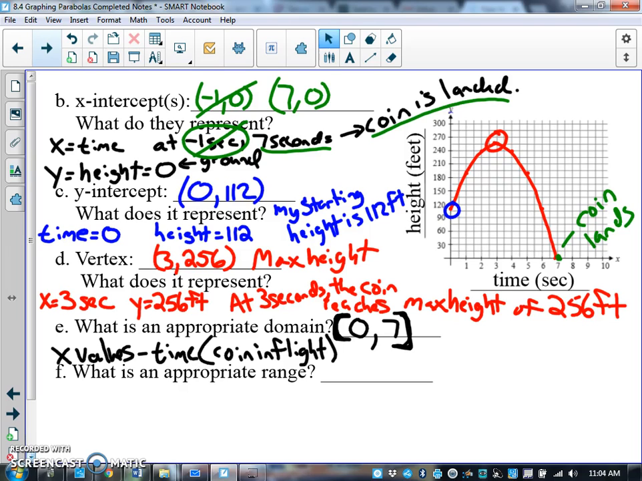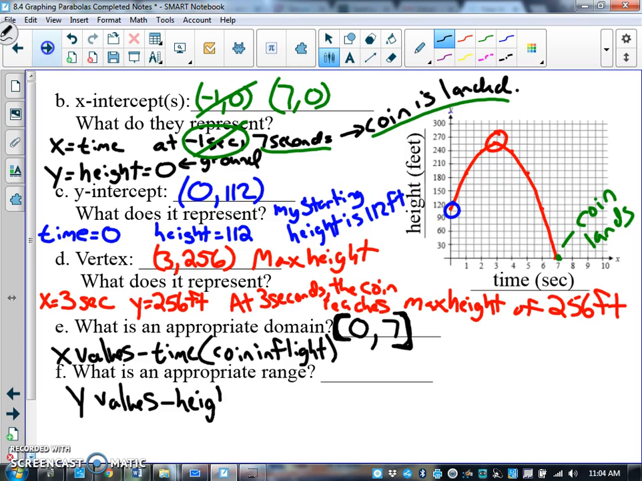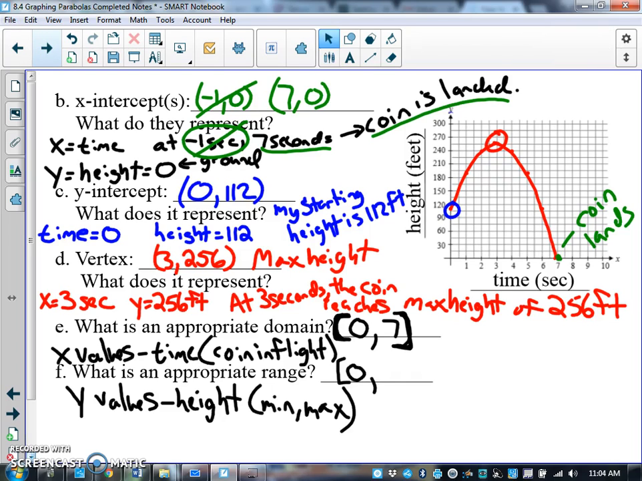Finally, finishing the appropriate range. My appropriate range is y values, which represents height. And it's going to be my min and my maximum height. Well, my minimum height is when it's on the ground, which is 0. And its maximum height is from the vertex of 256 feet. So at any given time, my coin is between 0 and 256 feet. At any given time, between 0 and 7 seconds, my coin is in flight.